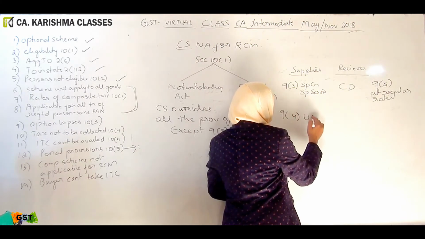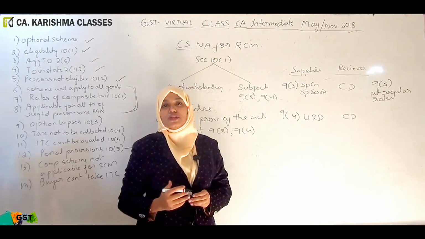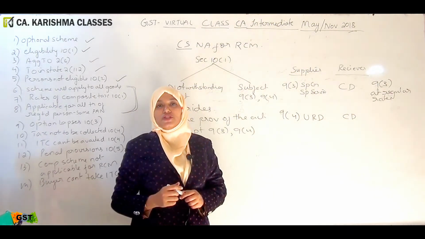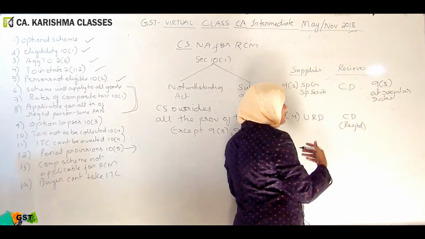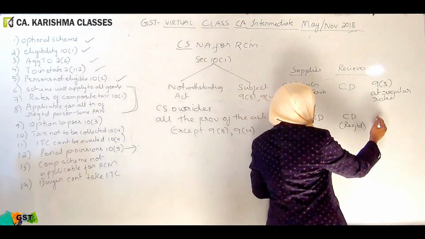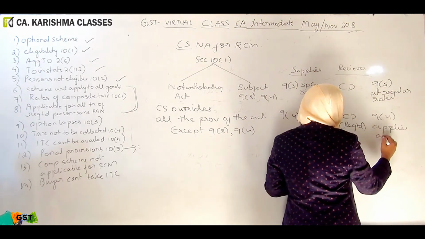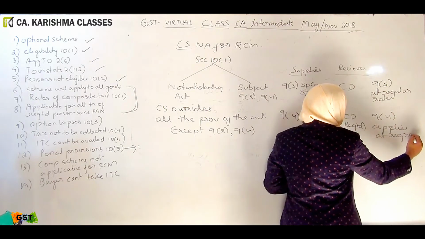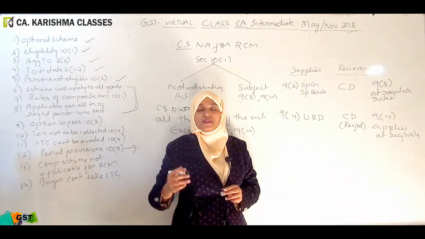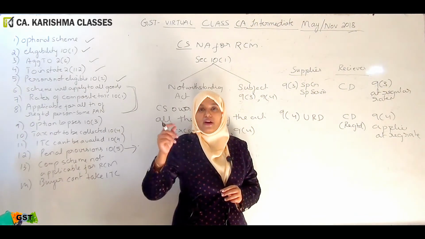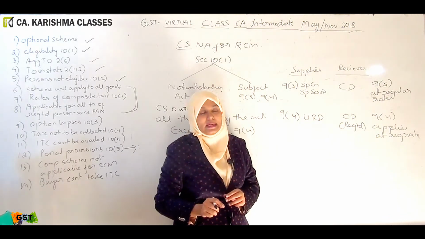9(4): an unregistered dealer is supplying goods or services to a composition dealer. This composition dealer is a registered dealer. Only then 9(4) works. Then again 9(4) applies at regular rates. You have to find out what purchases of goods or services you have made from an unregistered person. You have to do self-invoicing, classify, and apply the correct rate.